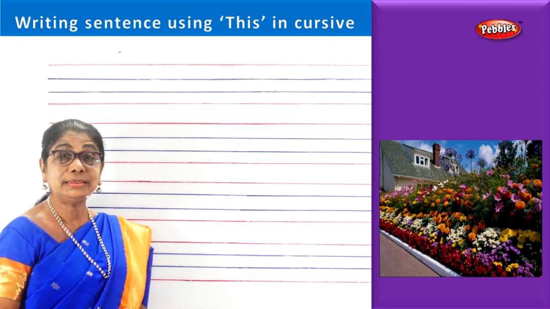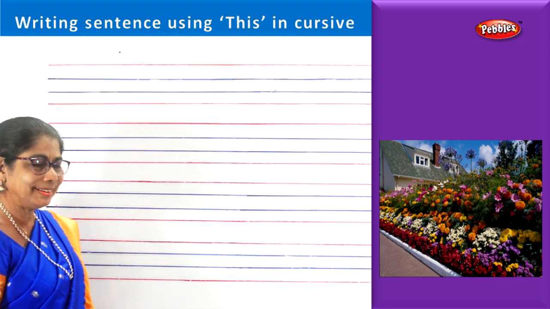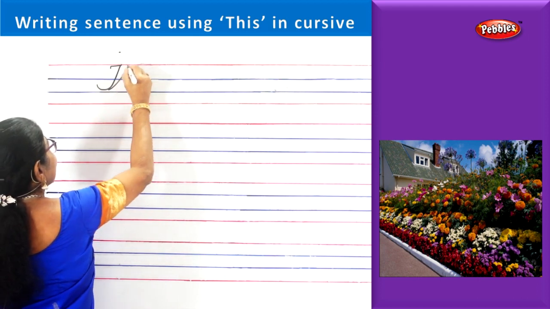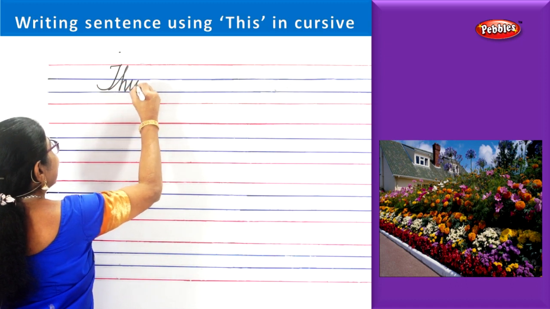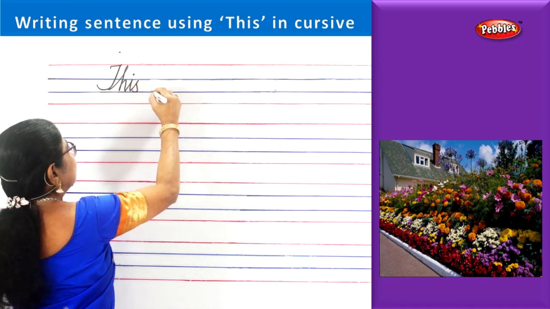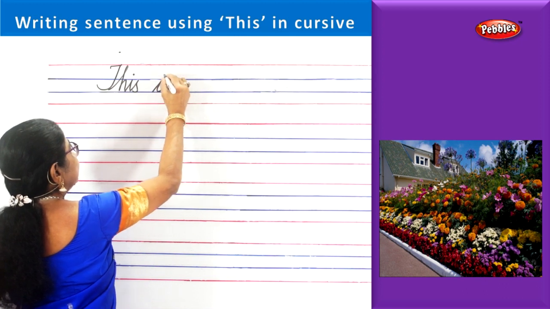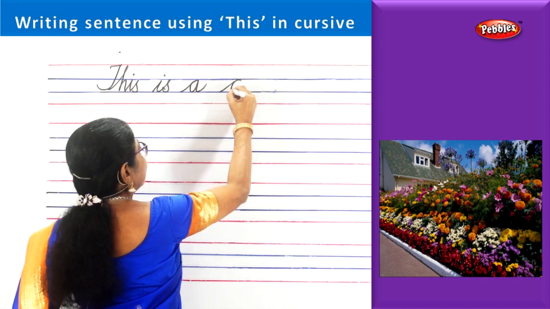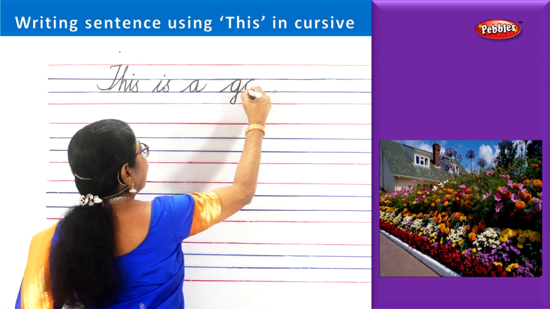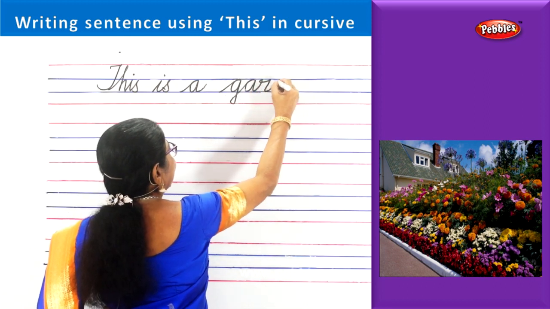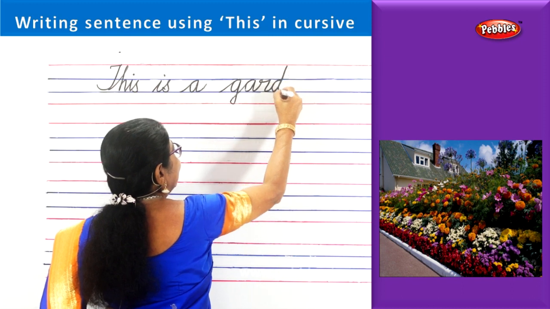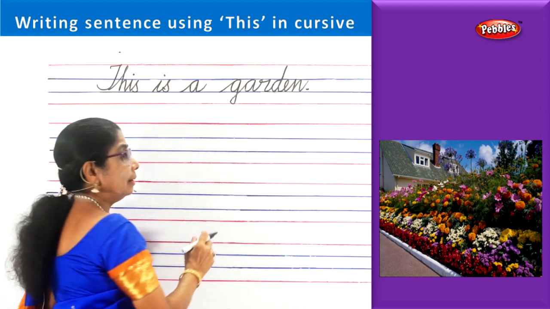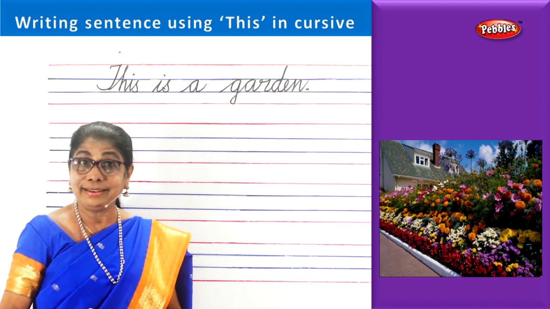So let's try. This is a garden. Good. This is a garden. G A R D E N, garden. Read. This is a garden.